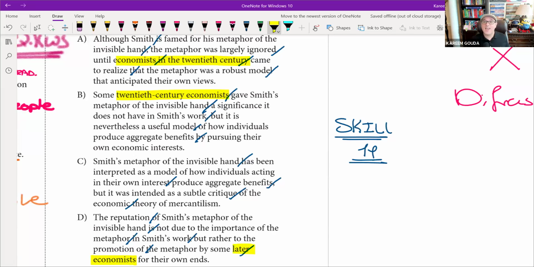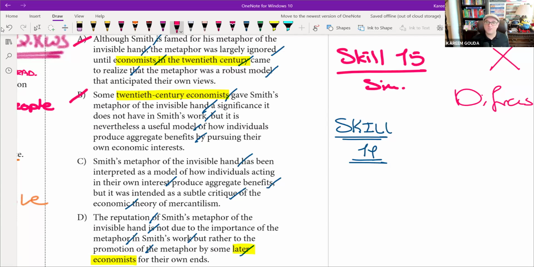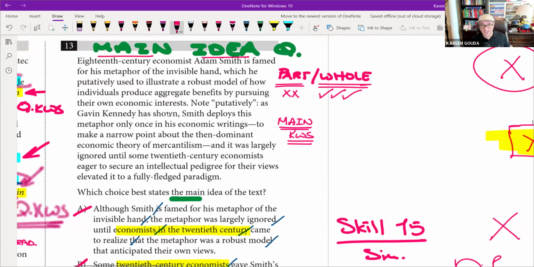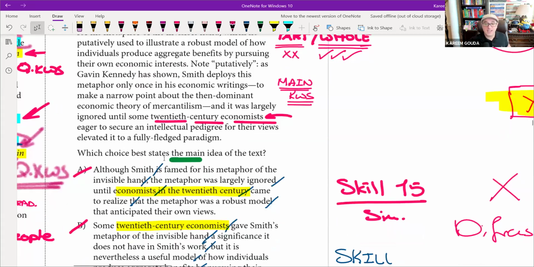No 20th century economists. Using skill 15, which is called similar answer choices, A, B, and D are probably better than C because they are similar in that they talk about economists who came later on. But are economists who came later on in the passage itself a main keyword? I think so. Why? Because at the very beginning, it talked about the 18th century economist Adam Smith. Then later on at the end, it talks about 20th century economists. So if it's at the very beginning and then again at the very end that we're talking about economists, this is probably something that is important. So I would say A, B, and D are good.